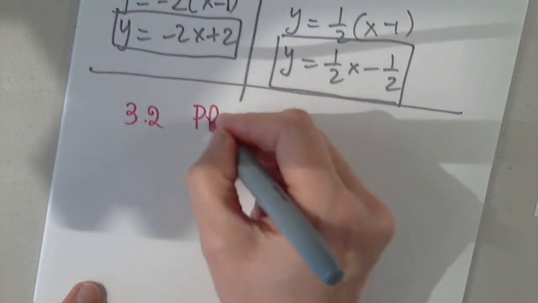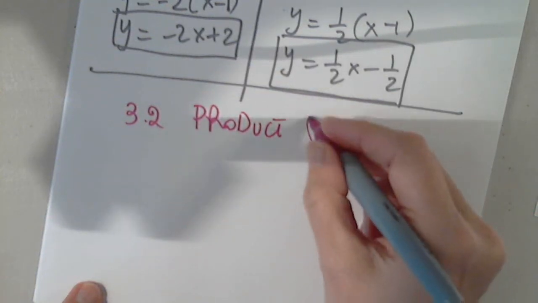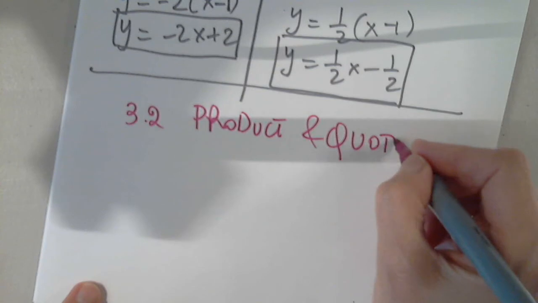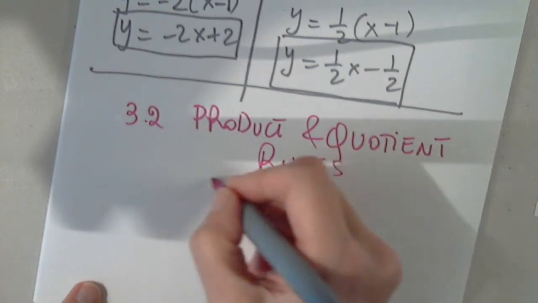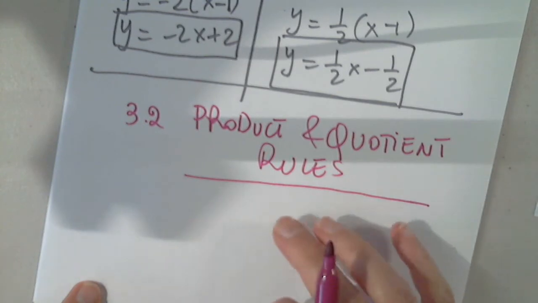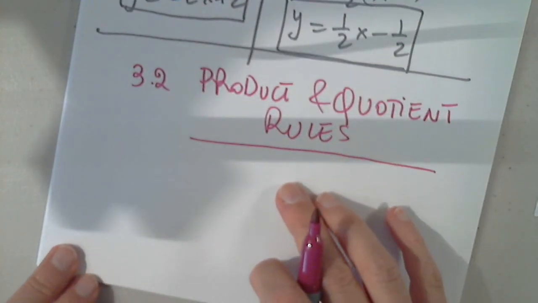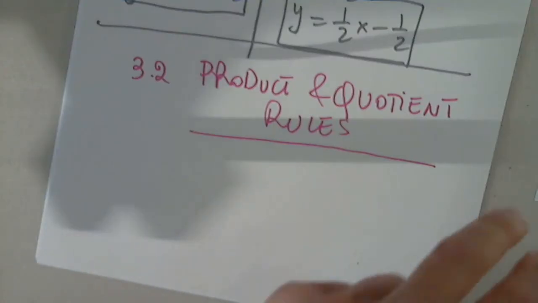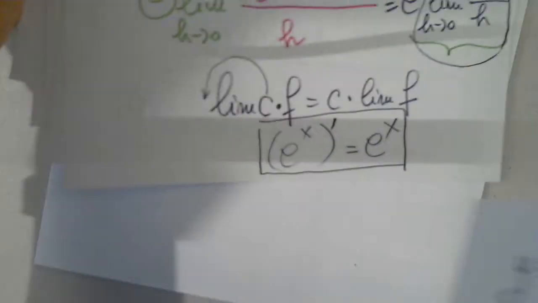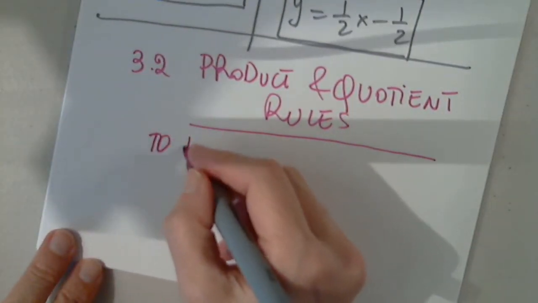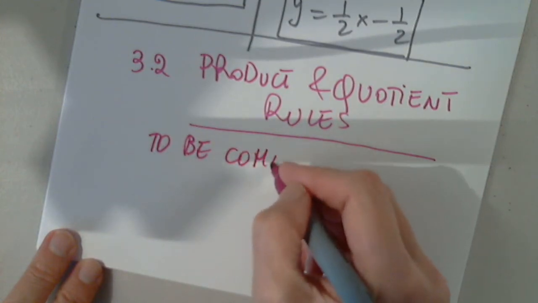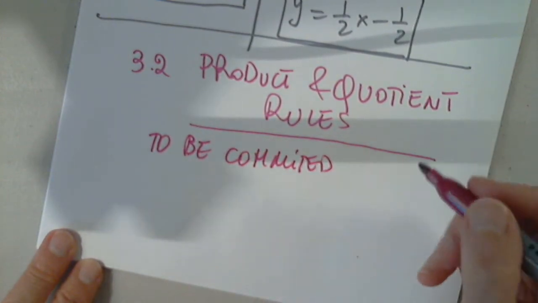To product and quotient rules. Sorry, I don't like to say that. That's why I didn't want you to really memorize this. I wanted you to see it and why this happens. But this time I'm going to say, please memorize. To be memorized. To be committed to memory.